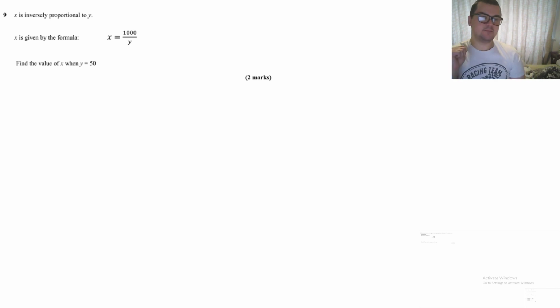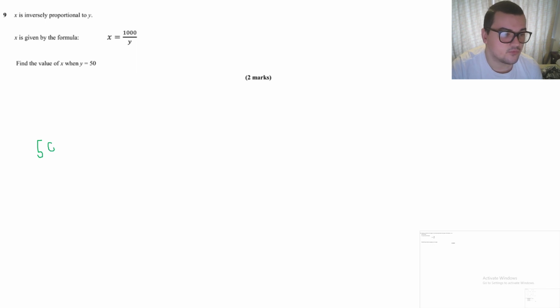X is inversely proportional to Y. X is given by the following formula. X is 1,000 over Y. Find the value of X when Y is 50. So for this question, we just want to do long division. So we are going to do 50, and we want to do 1,000.